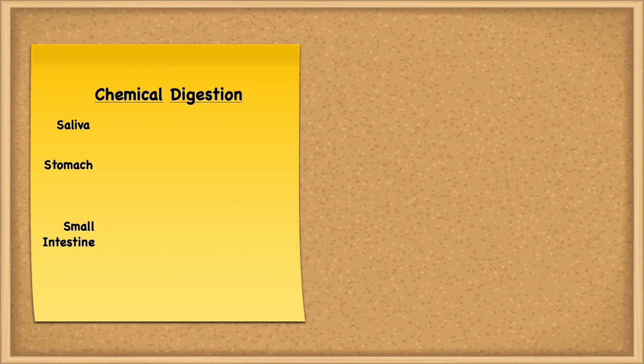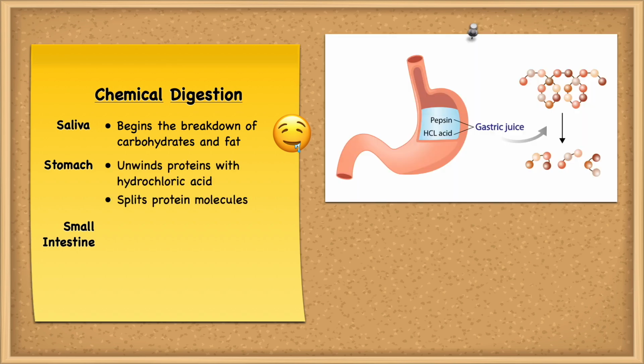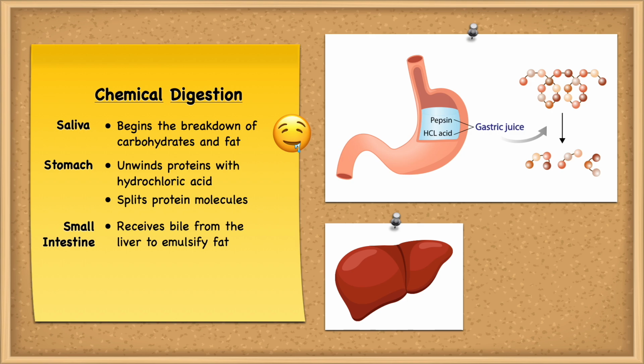Then, with chemical digestion, the action occurs with saliva, in the stomach, and the small intestine. Saliva contains enzymes that begin the breakdown of carbohydrates and fat. The stomach unwinds proteins with hydrochloric acid and produces an enzyme called pepsin that splits protein molecules. Last but not least, the small intestine receives bile from the liver to emulsify fat, meaning it suspends it in the water-based mixture so enzymes can break it down.